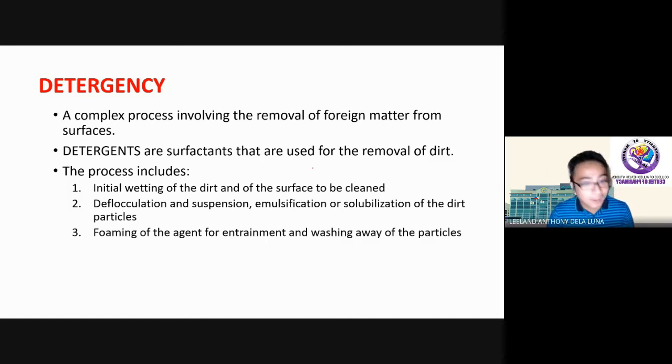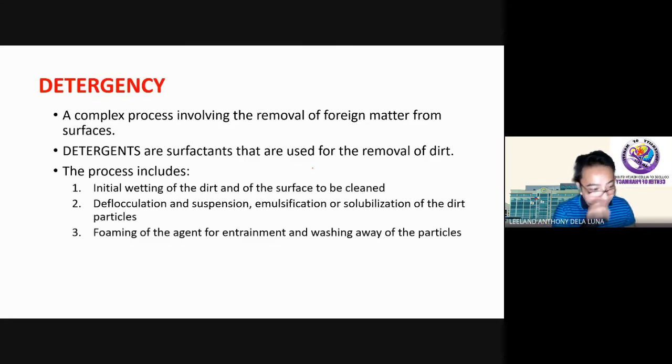solubilization in water. Right? So the process includes initial wetting of the dirt and the surface to be cleaned. Next will be deflocculation and suspension, emulsification or solubilization of the dirt particles. And the last, class, is the formation of foam. Foaming of the agents for entrainment and washing away the particles.